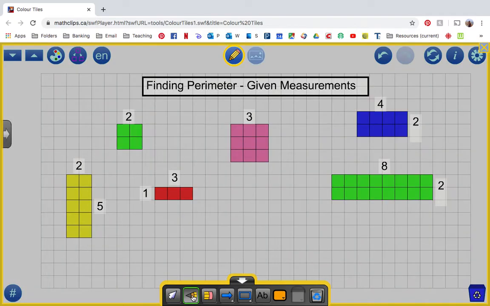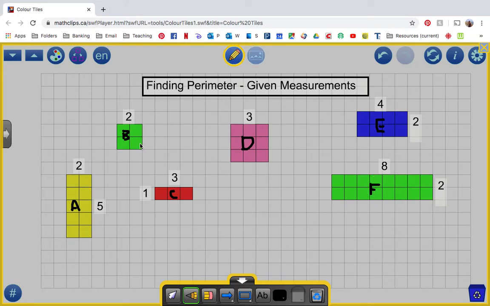So if I grab my pencil here, I'm going to make sure it's black. If I grab my pencil, I can see for shape, we'll call this shape A, and we'll call this shape B, and C, D, E. Ooh, that's hard to see with the blue, and F on the green.